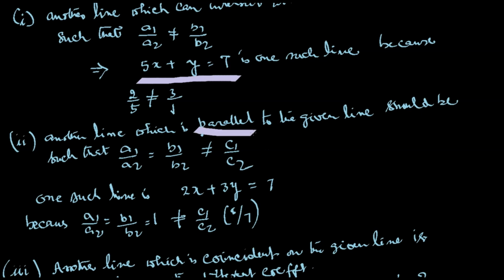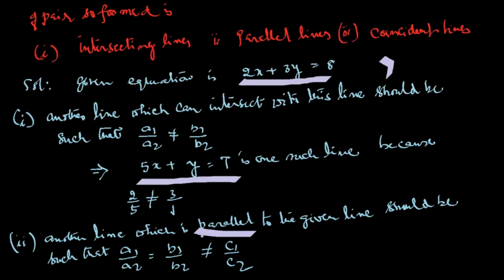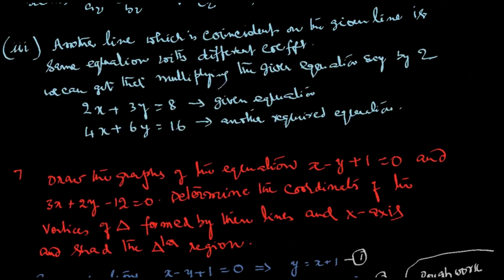So parallel he asked. If parallel is asked, what do we do? We multiply this 2x equation, suppose by 6, 12x plus 18y equal to some 7. That's it. That's parallel. Again, 12x plus 18y equal to, if we also take this with 6, 48, that is collinear. If you say 2 by 4 is 3 by 6 is 8 by 16, then only it's collinear.